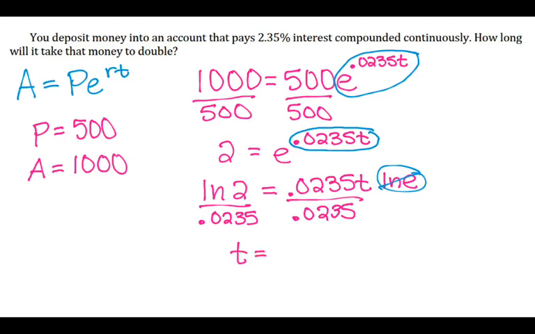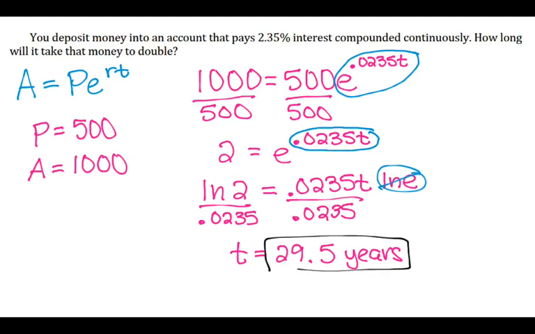So natural log of 2 divided by 0.0235 gives me about 29.5 years. Your unit is always years when you're dealing with the continuously compounded interest formula. So it takes about 29.5 years for your $500 to turn into $1,000. That is a long time, but it's free money, so you just earned a free $500.